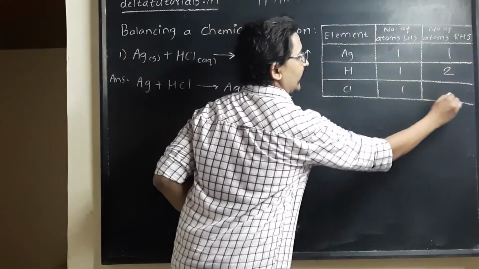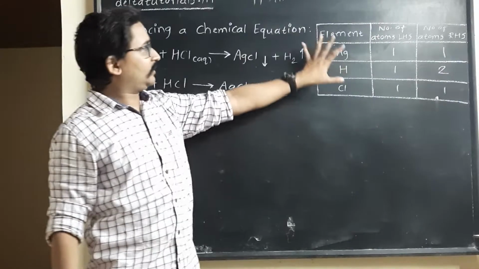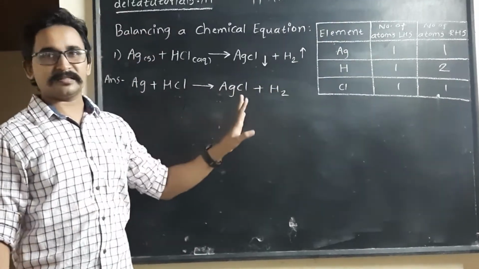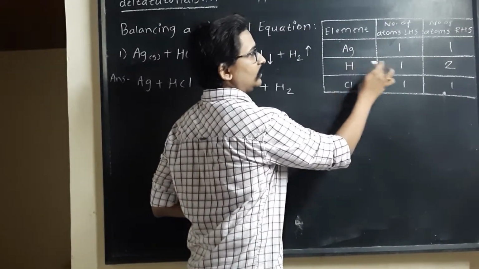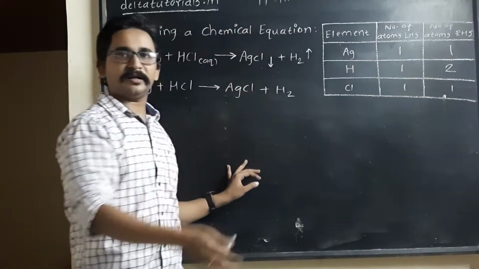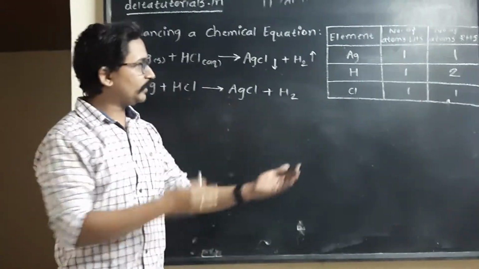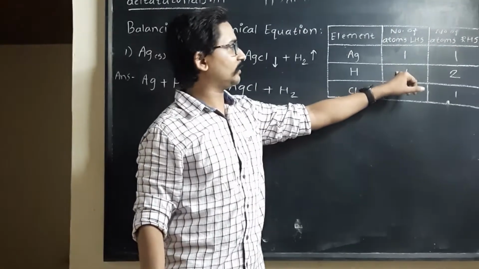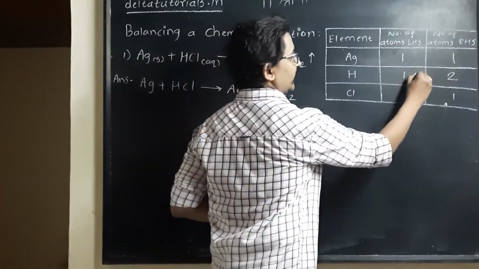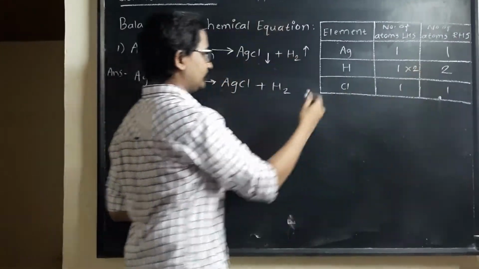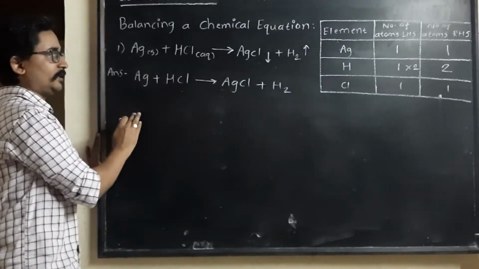So 1 and 1. Now we can clearly see that this reaction is not balanced. So we need to balance it. In case of hydrogen, we have 2 atoms on the right hand side and only 1 atom on the left hand side. We need to make this also 2. So we will multiply this by 2. So the reaction will be, see the change we are doing on the left hand side.